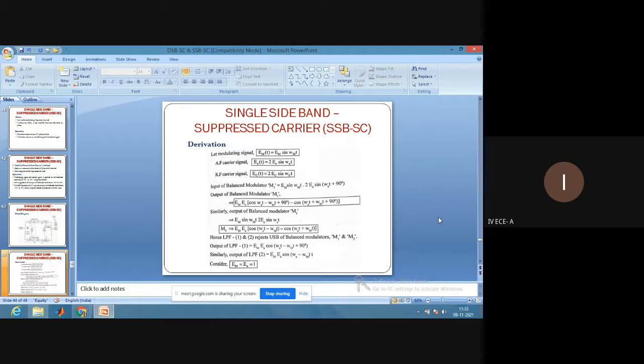Let us discuss the derivation for this modulator. Here the modulating signal is mathematically represented as Em(t) = Em sin ωm t. The audio frequency carrier signal is represented as Ea(t) and the RF carrier signal is represented as Ec(t). So here the balanced modulator inputs M1 and M2 are given and the low pass filters 1 and 2 are represented. The output of low pass filter 1 is given to modulator M3 and the output of low pass filter 2 is given to modulator M4. We consider that Em and Ea are equal to 1.